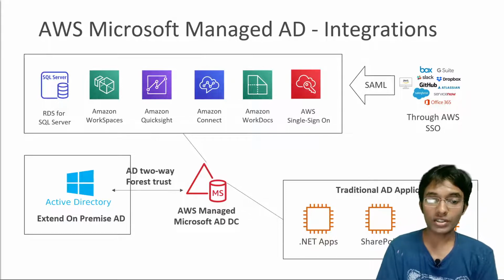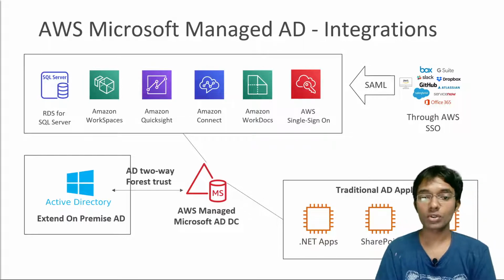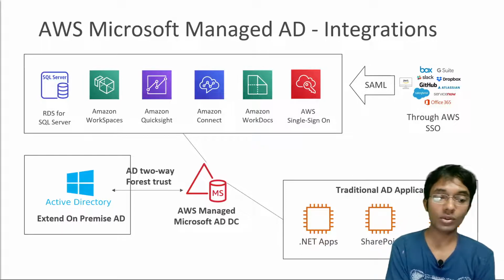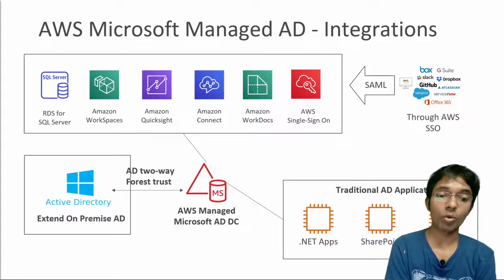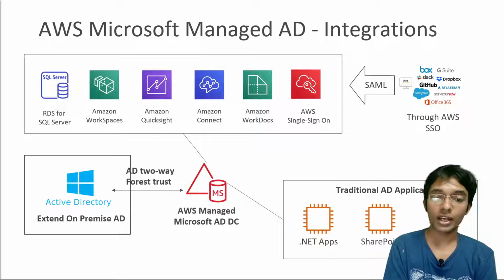Finally, your traditional Active Directory applications such as your .NET applications, your SharePoint, and your SQL Server that you deploy on EC2 instances can obviously be integrated with the Active Directory that's managed by AWS. So what do you remember out of it? That is going to be the most integrated with AWS from the directory services.